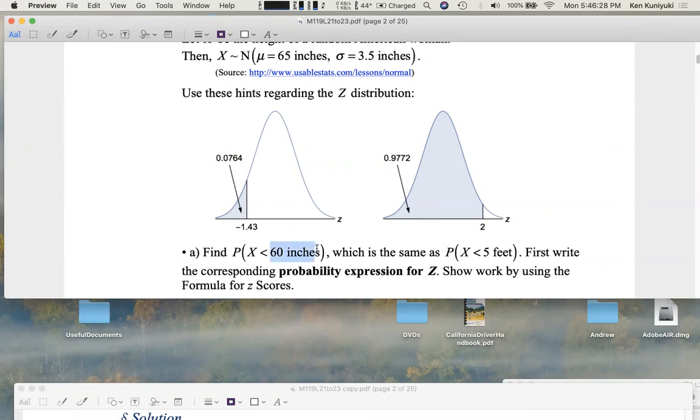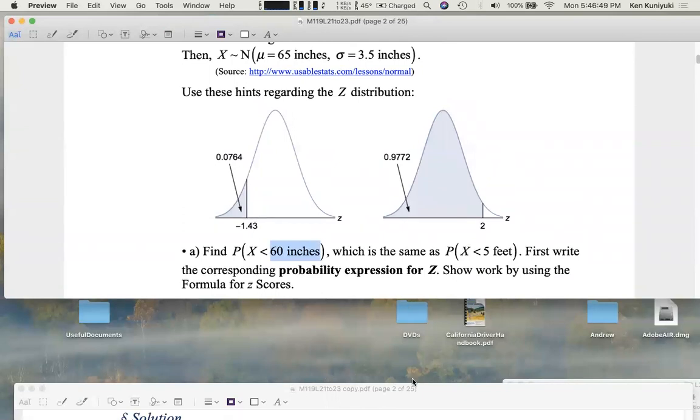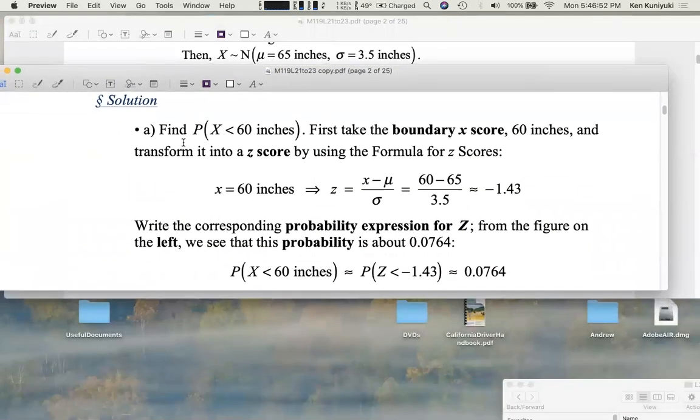We take our boundary value here, 60 inches. Sometimes we have two boundary values. In part A, we only have one, 60 inches. We need to use this information for this normal distribution to standardize this x-score and turn it into a z-score for a standard normal distribution. To find the probability that X, this random woman's height, is less than 60 inches, take the boundary x-score, 60 inches, and transform it into a z-score by using the formula for z-scores. So we go to z equals negative 1.43, and that's where the hint comes in.